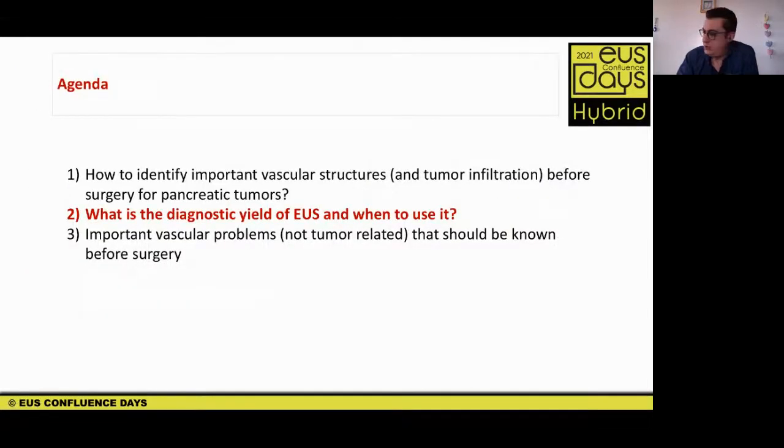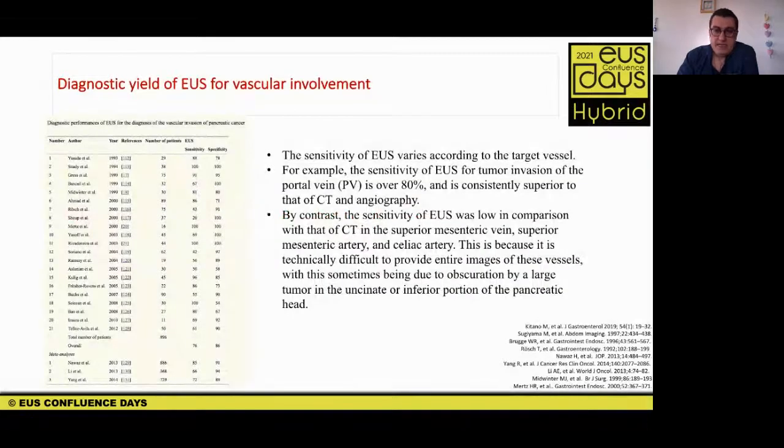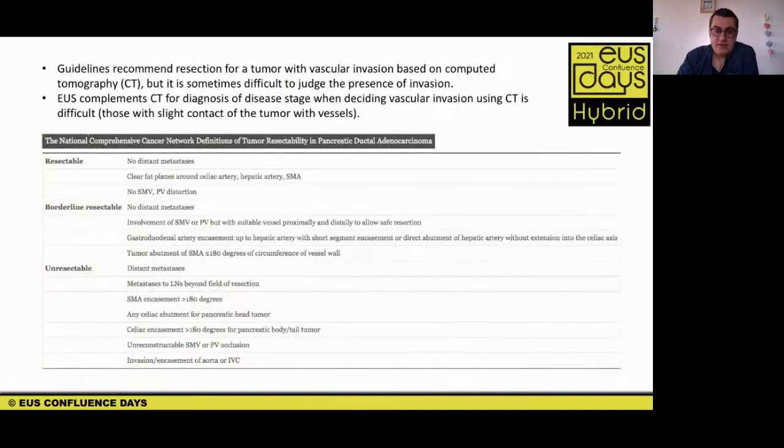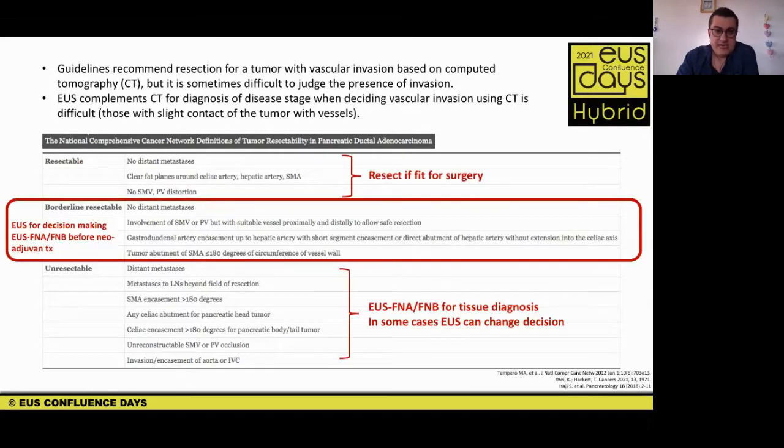So the second issue is what is the diagnostic yield of EUS and when to use it? Indeed, Professor Nakai already mentioned them. I will skip them, but it's very sensitive for vascular involvement. And also, Professor Nakai already talked about the NCCN guideline. So we have resectable cases. In typical cases, we don't need biopsy in our practice. If classically typical, we go with resection. But for borderline cases, we get biopsy before neoadjuvant treatment because we will give neoadjuvant treatment. So we have to get biopsy.